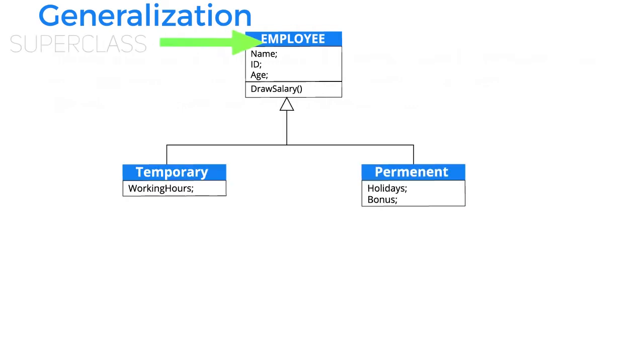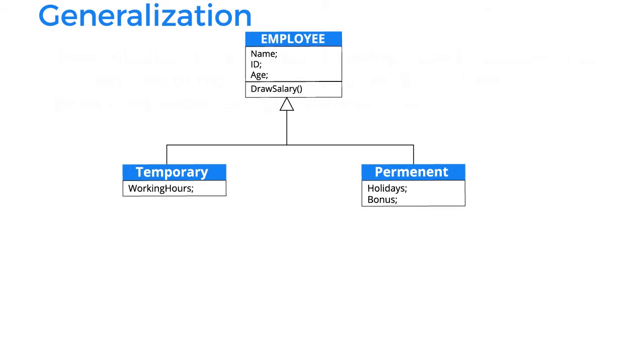Now, employee is divided into two parts: temporary and permanent. The basic reason for the division is that these two subclasses will have something different from the main class. Temporary workers will contain the property of working hours, and permanent will have holidays and a bonus as well. Temporary workers do not contain holidays and bonus, and permanent workers not only contain holidays and bonus, they will also contain the properties of name, ID, age and raw salary inherited from the superclass.